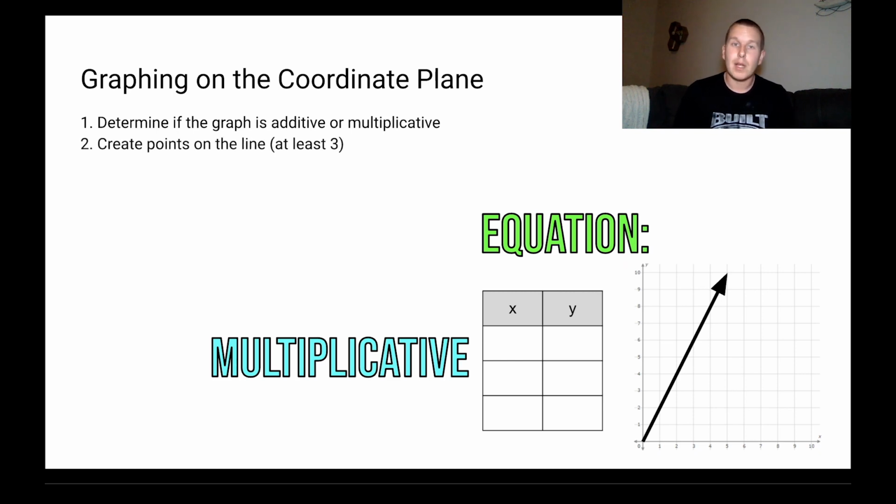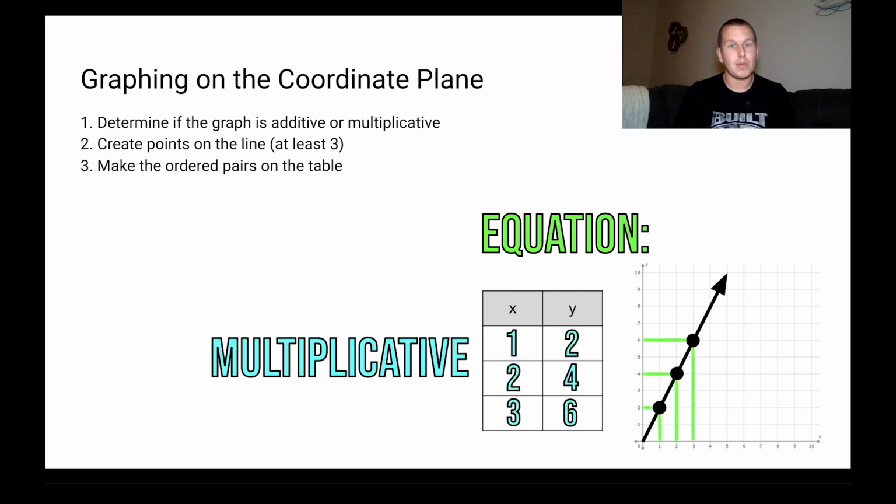Step two, create points on the line. And I suggest at least 3, but the more the better. So I'm just going to put 3 points here, kind of randomly on the line to help me with my next step, which is make ordered pairs on the table. In our last video, we learned all about reading and creating points on a coordinate plane, so it'll be really easy to find these ordered pairs. We are going to need to draw a couple of lines to help us, but then we can easily find the ordered pairs. So we have (1, 2), (2, 4), and (3, 6).